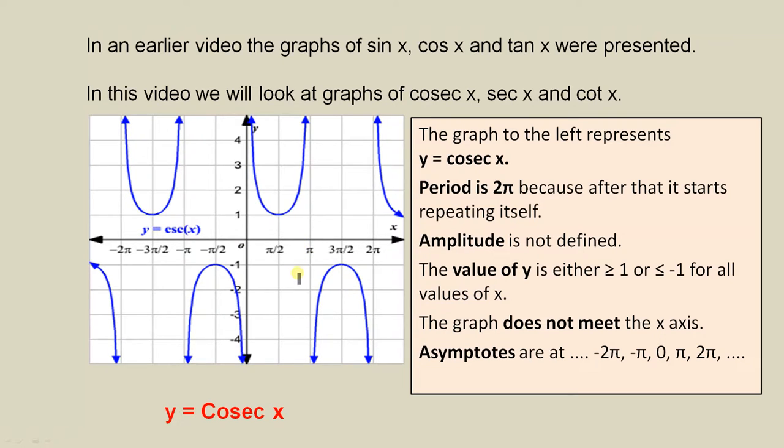And finally, the asymptotes are at minus 2 pi, which is here, minus pi, 0, pi, 2 pi, and there are more asymptotes in that direction and more asymptotes in that direction. Now, if you remember from an earlier video, an asymptote is a line where the graph does not touch that line. So the graph does not meet the line. That's the meaning of an asymptote.